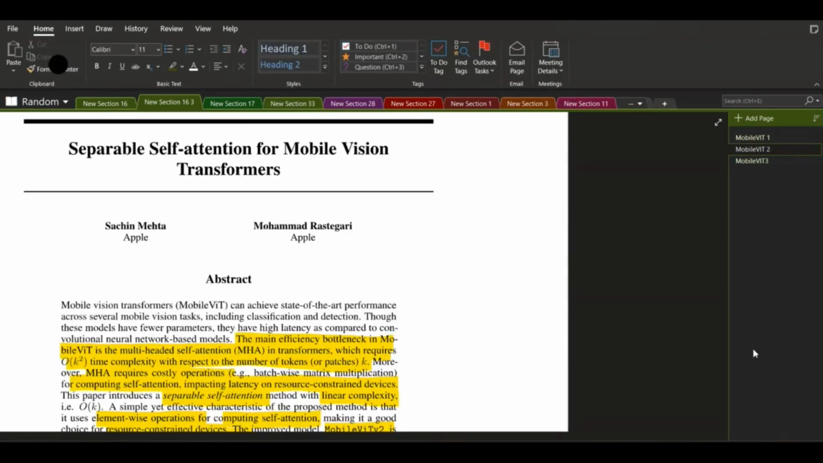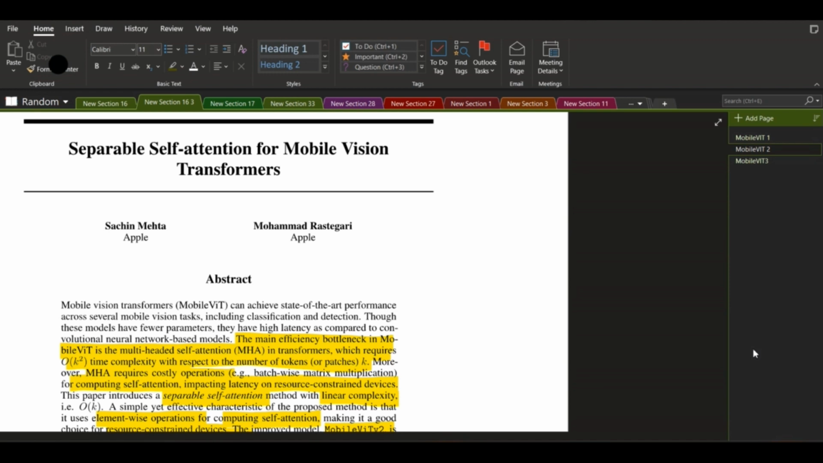Okay, now looking into the second paper called Separable Self-Attention for Mobile Vision Transformer. The main improvement the author is trying to make from the first MobileViT was to handle the multi-head self-attention time complexity. If we have a number of tokens or patches, which we can denote as K, these tokens have to attend to one another. So we end up having the time complexity of K squared. The time complexity is quadratic.